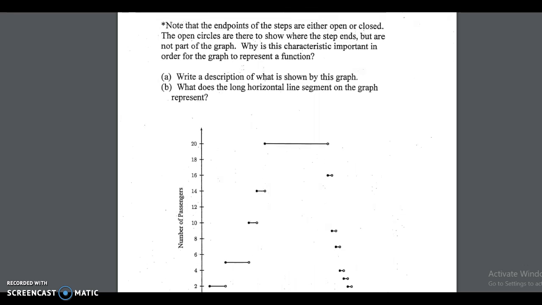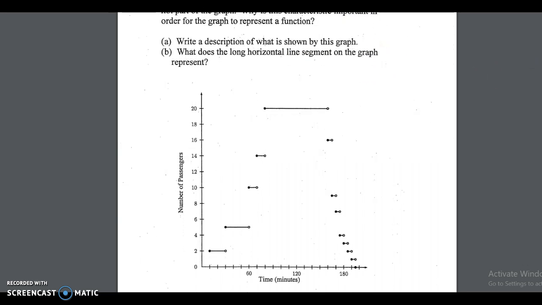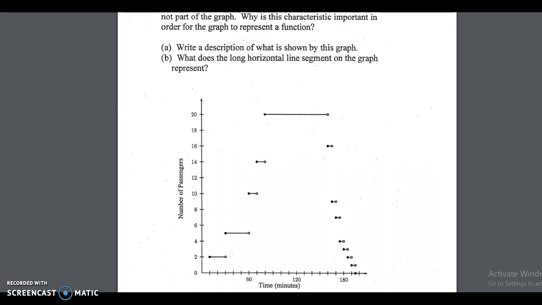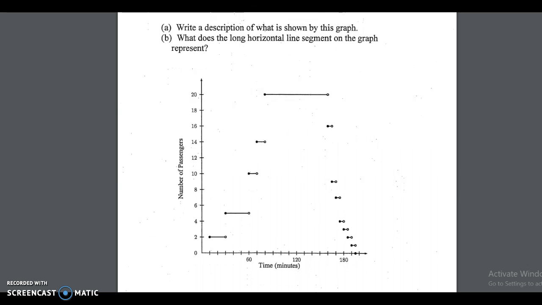Alright, question 1. Why is it important to know that the open circles are there to show where the steps end, but are not part of the graph? Why should you need to know that? How does that partake in making the function? Okay, so for my first example over here, this is side Y, which is the number of passengers, and side X, which is the time in minutes.